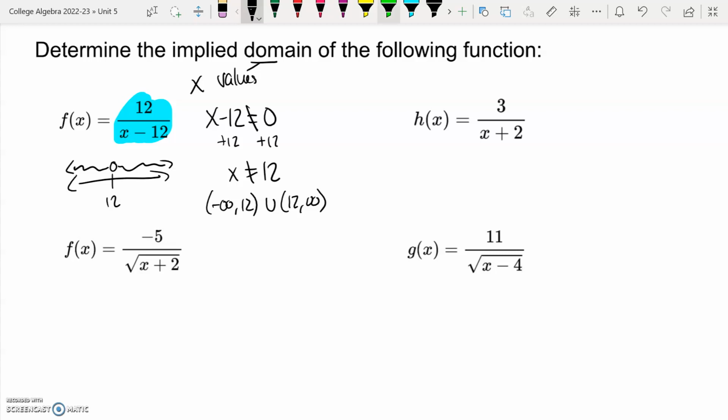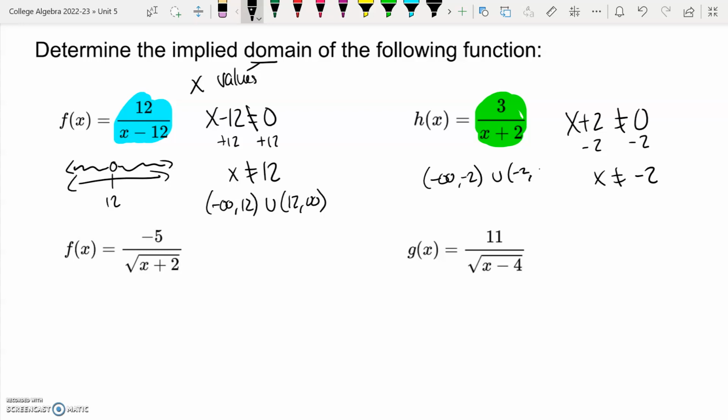So then the same thing, try this one before I talk about it. You can pause the video. It's still a fraction. I focus on the bottom for the domain. I say it equals 0, and I said it can't be this value. So I'm going to subtract 2. That means it can't be negative 2. So if it can't be negative 2, I'm going to say negative 2 to infinity, and then negative infinity to negative 2 with a union in between them. Okay?